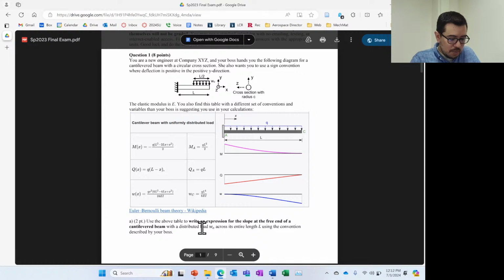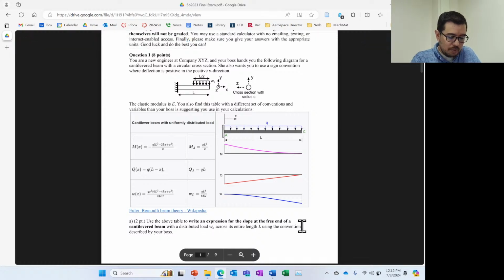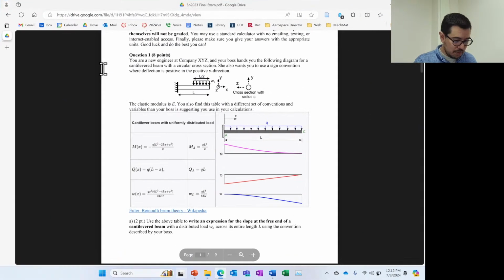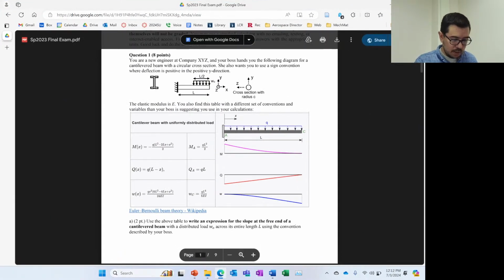It says use the above table to write an expression for the slope at the free end of a cantilever beam with a distributed load W naught across its length L, using the convention described by your boss. Okay, so for this one, I don't mind kind of going through how it's done.